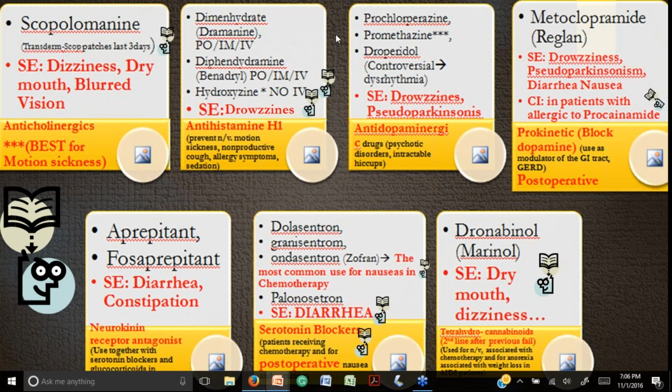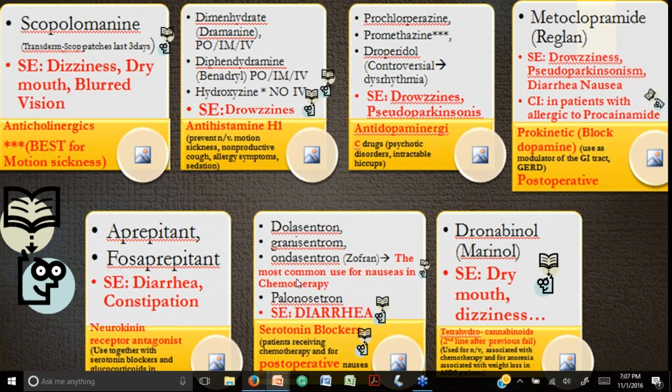Then we have the neurokinin receptor antagonists, which end in -pitant, and can lead to diarrhea or constipation. The star of all this group is going to be ondansetron. Please, this is very important. Ondansetron is the most common medication used for nausea in chemotherapy.